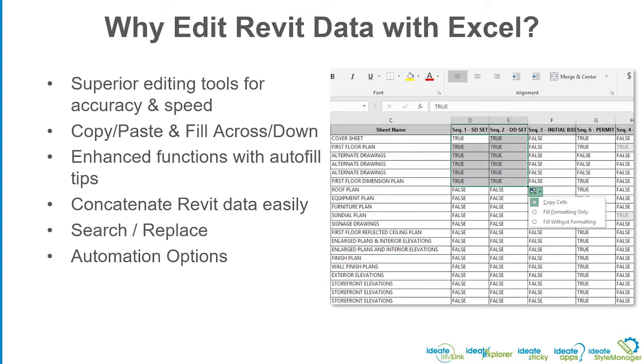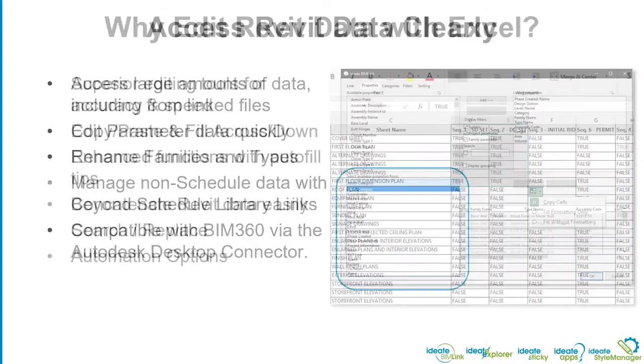And some of those things just aren't possible. For instance, if you wanted to select multiple rows in a Revit schedule, you have to do it row by row. So Excel can automate some of this information for you.